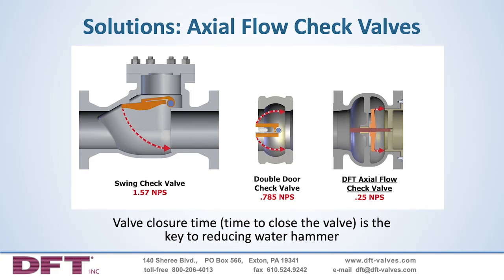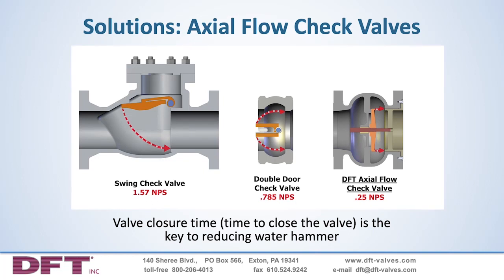If the valve must respond quickly, it follows that a shorter distance can be traveled in less time than a longer distance. So let's look at the illustration and compare the traveling distance of each of these three types of valves. The swing check travels in an arc and covers a distance of 1.57 times the nominal pipe size to go from its full open position to the full closed position. The doors of a double door check valve travel a shorter distance, with each half covering an arc of about 0.785 times the nominal pipe size.